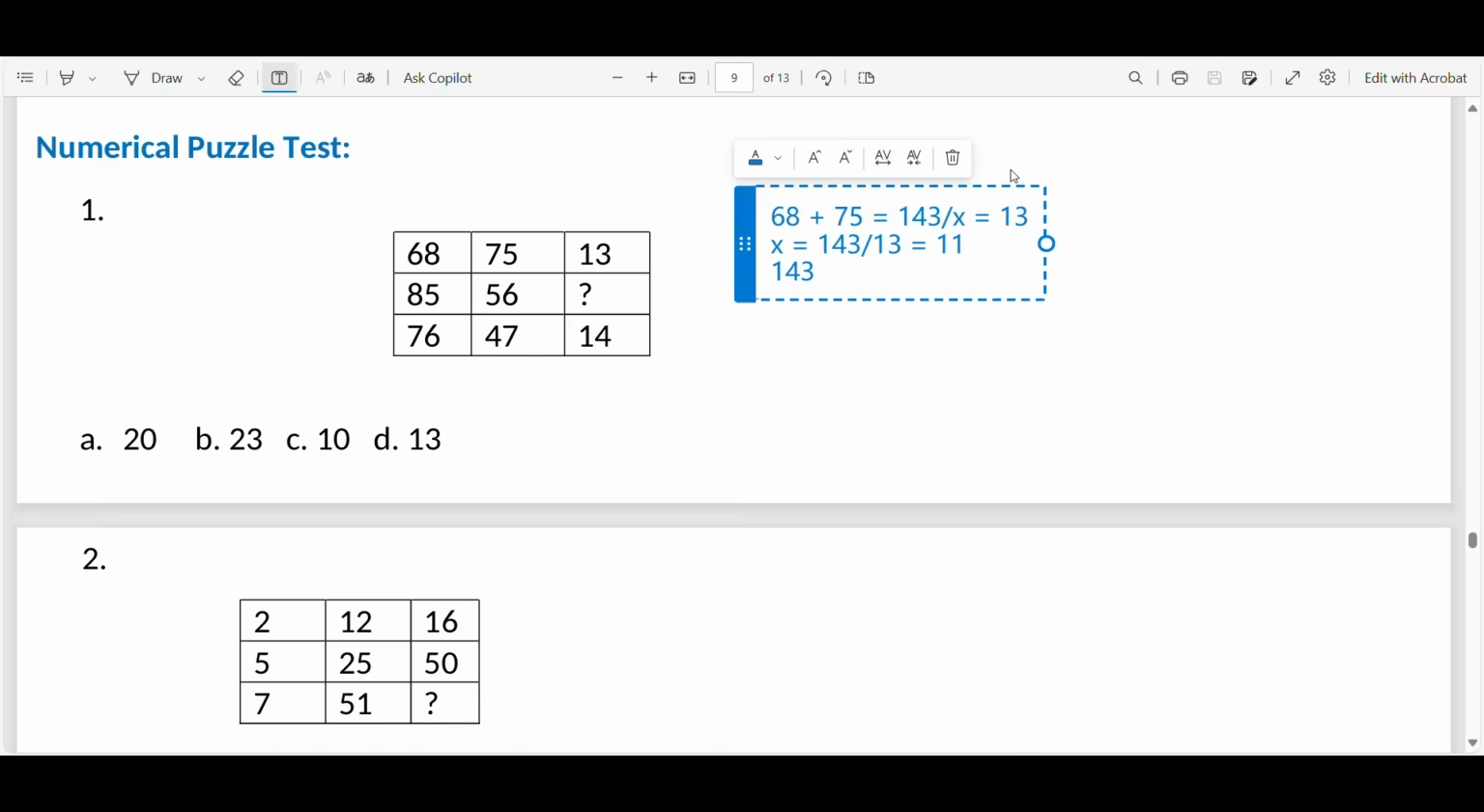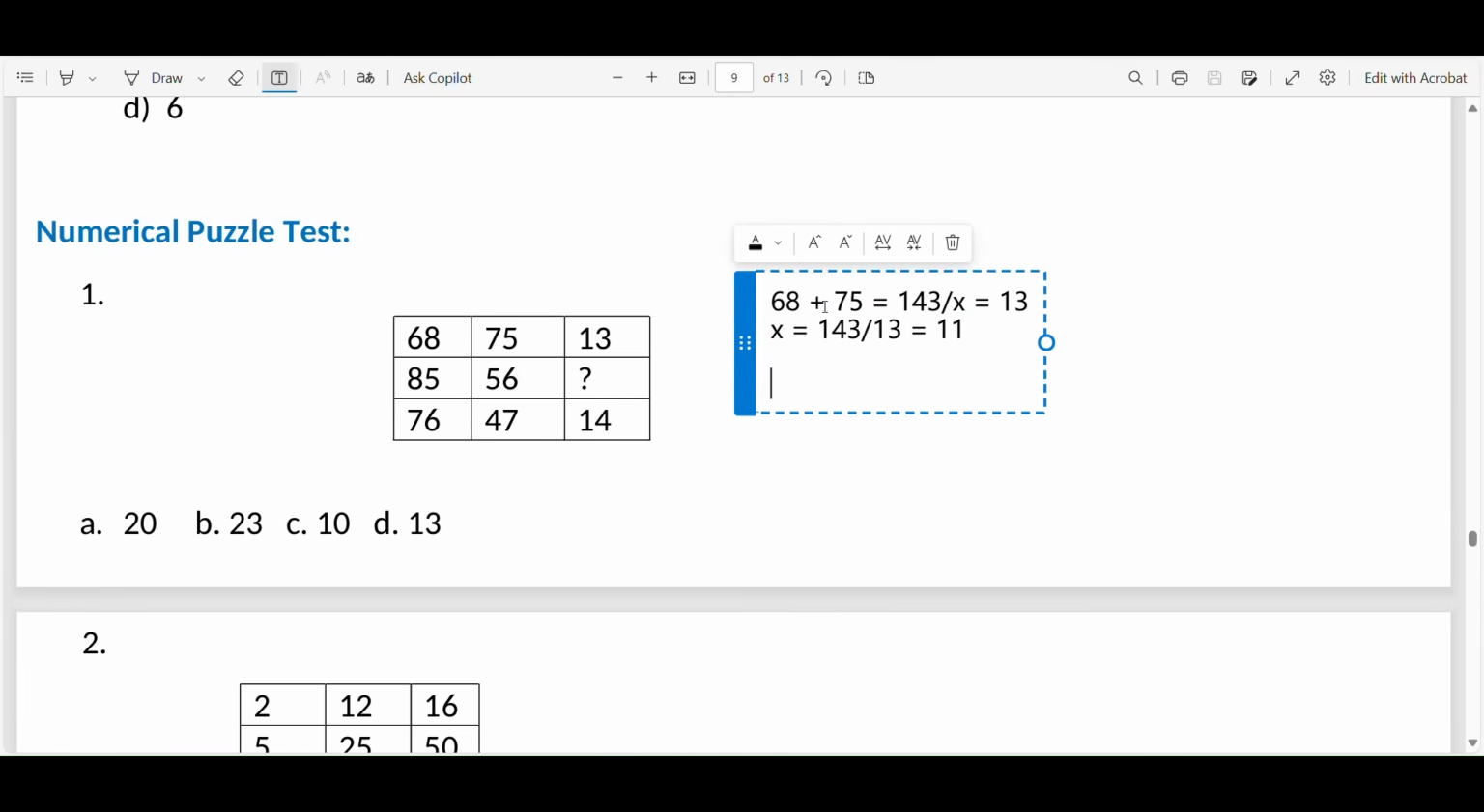Here, 143 divided by 11. I'm taking some space and writing something. Let me change the color to green. Okay, yes.